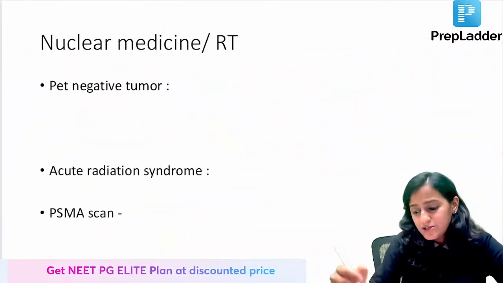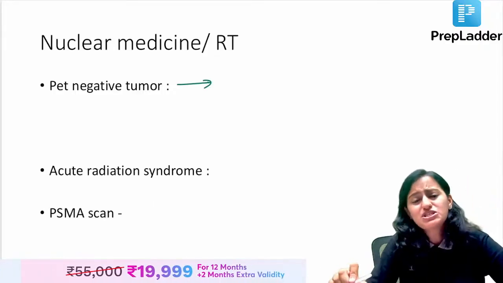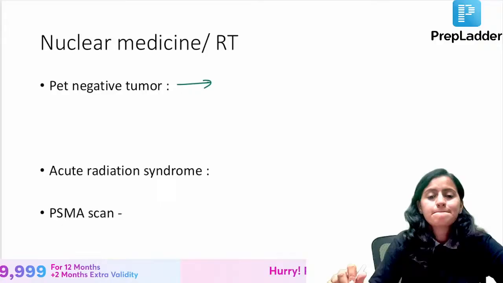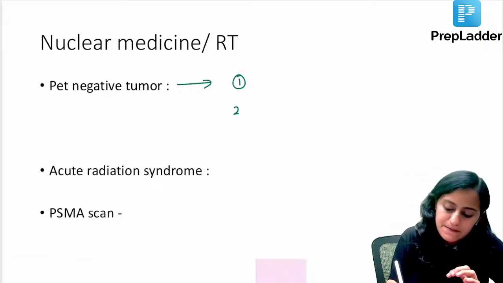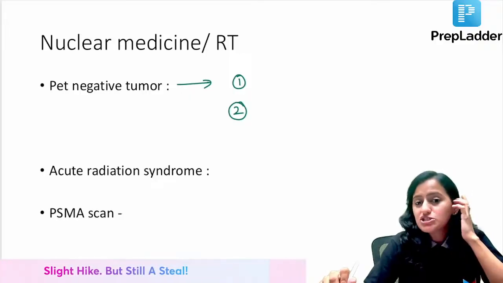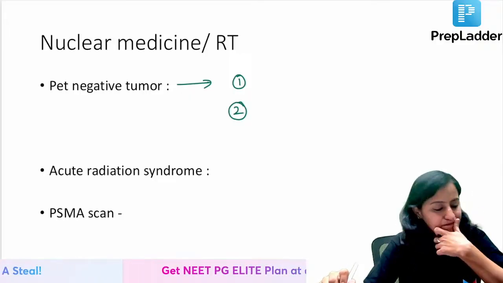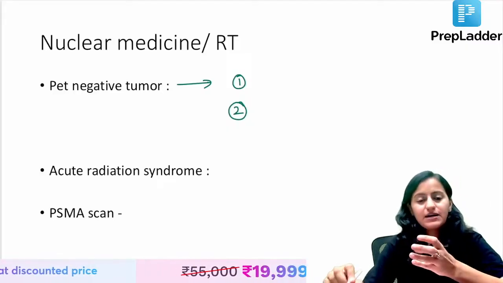Correct. Coming to the last part, nuclear medicine and radiotherapy. Tell me a few tumors which are PET negative. They are tumors, but still on PET they can appear negative. What are those? This is also your previous AIIMS exam question. Yes, Dr. D. Becky, right?